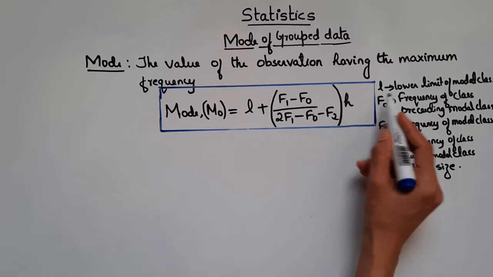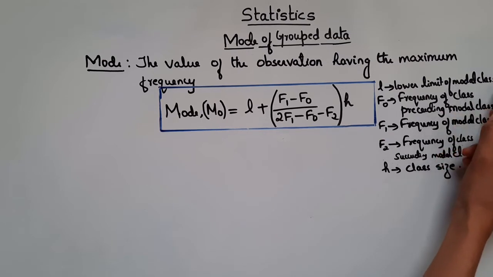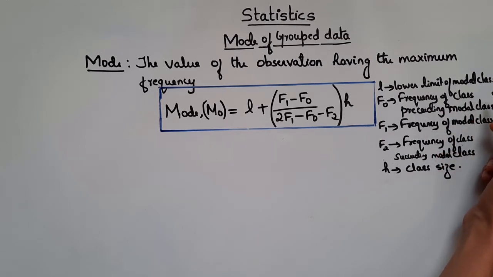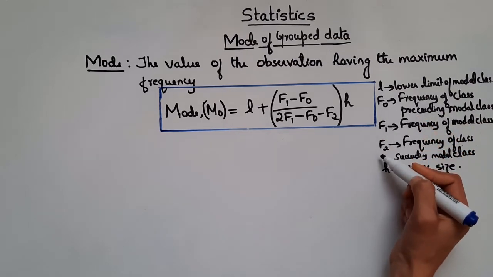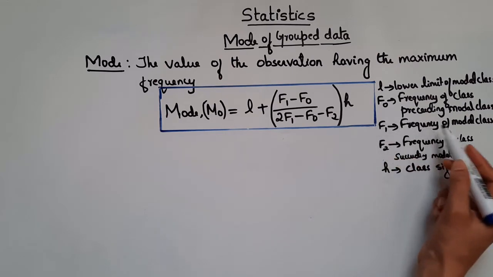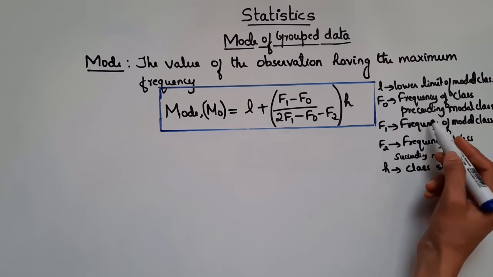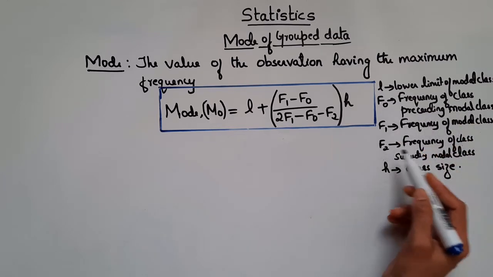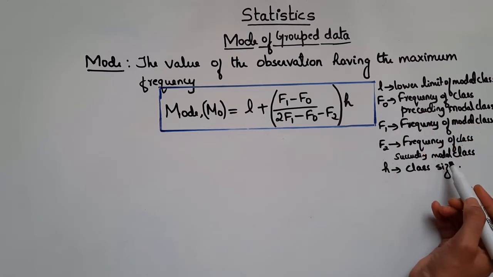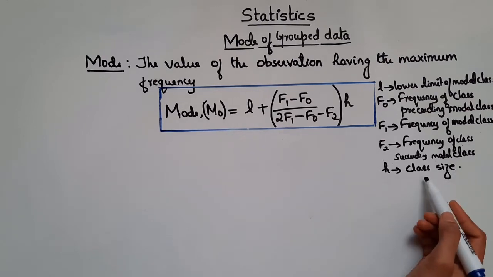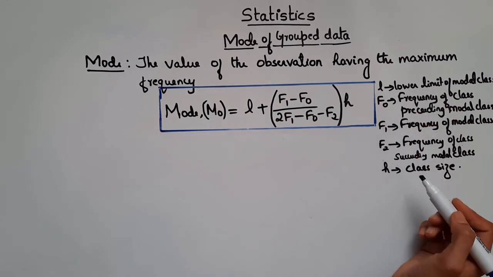Here L is nothing but the lower limit of the modal class. We will see what the modal class is in an example. We have f naught, f1 and f2. Here f1 is the frequency of the modal class, f naught is the frequency of the class preceding the modal class, and f2 is the frequency of the class succeeding the modal class, and we have h, which is the class size. We will see all these terms by taking an example. You will understand better.